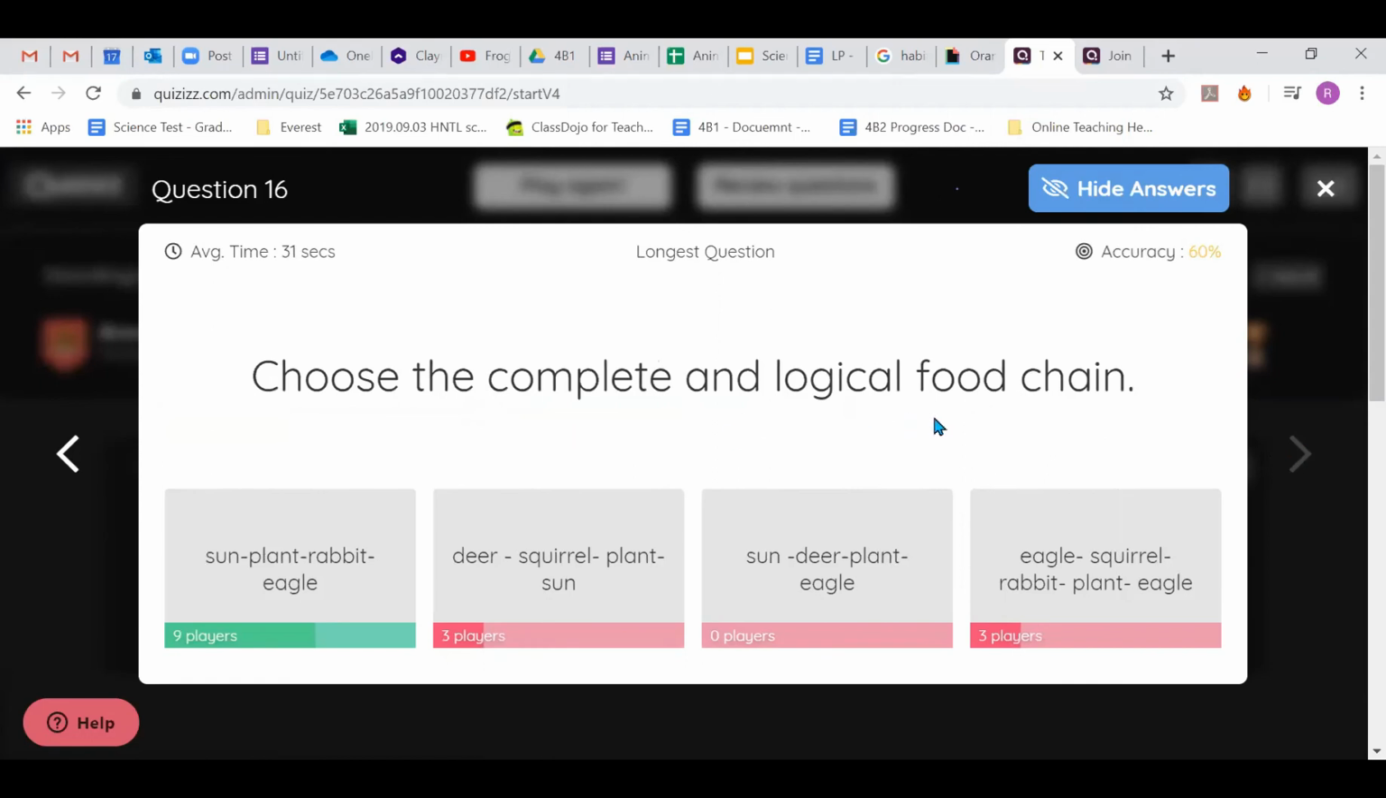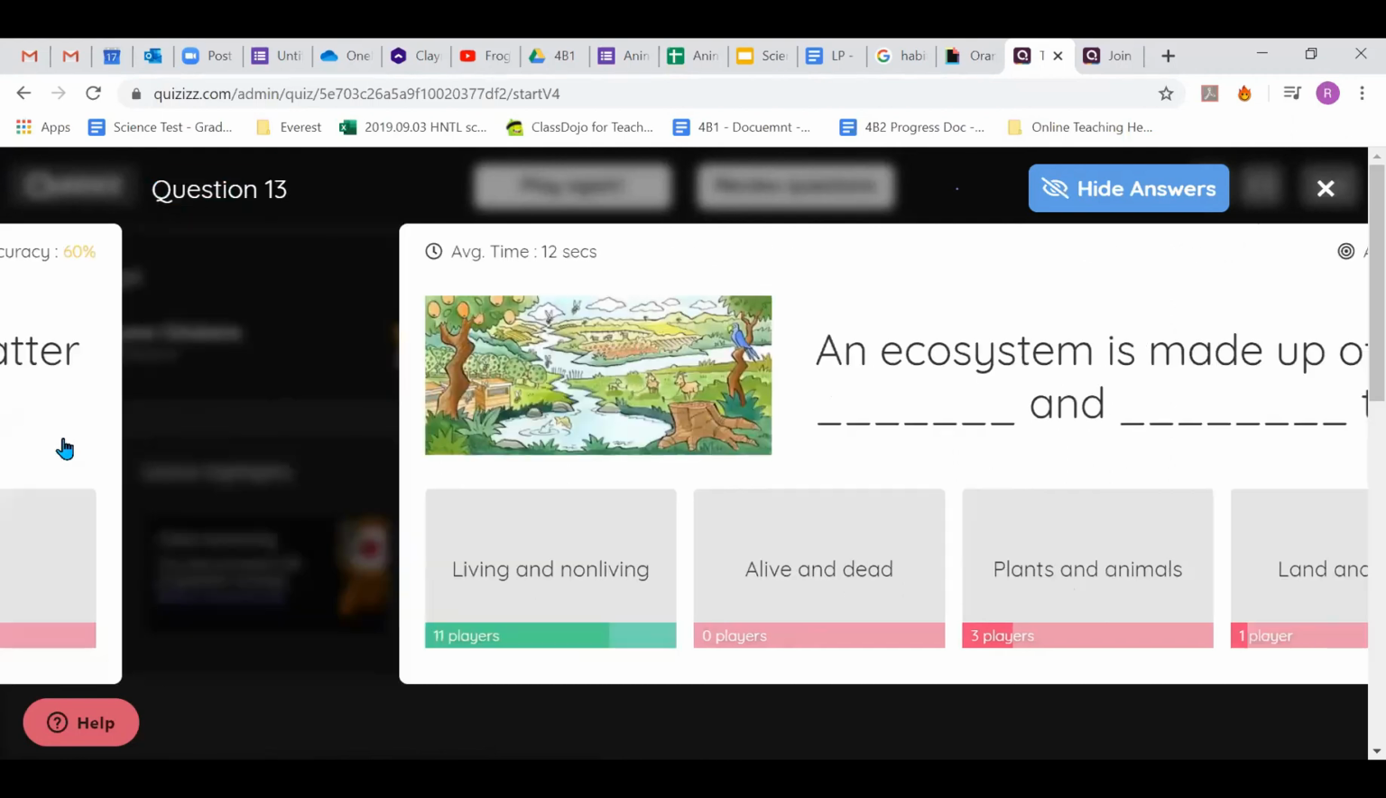Choose and complete the logic food chain. So sun, plant, rabbit, eagle, deer, squirrel, plant, sun. So squirrels eat deer, plants eat squirrels, and the sun eats plants. Deers eat the sun, squirrels eat eagles. No. Remember, it's going left to right. What makes what? The sun makes plants, rabbit eats the plant, eagle eats the rabbit. That's the way to work those. Let's see, anything else?